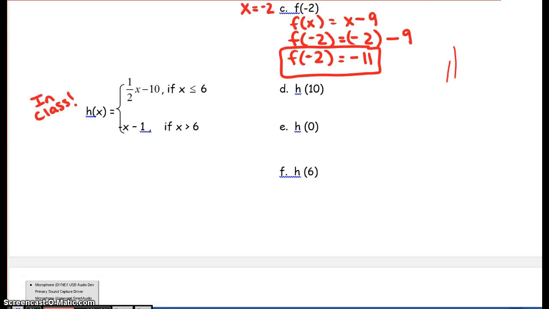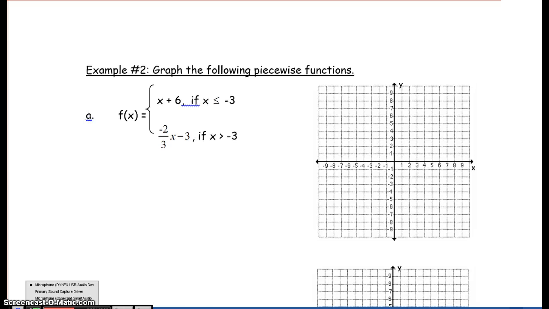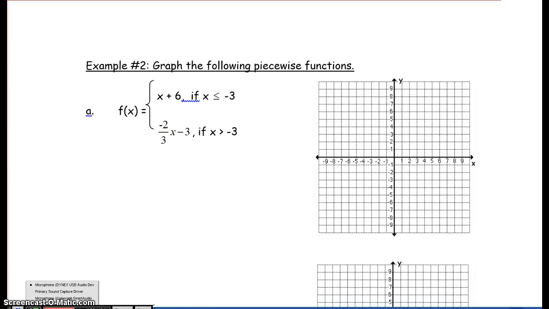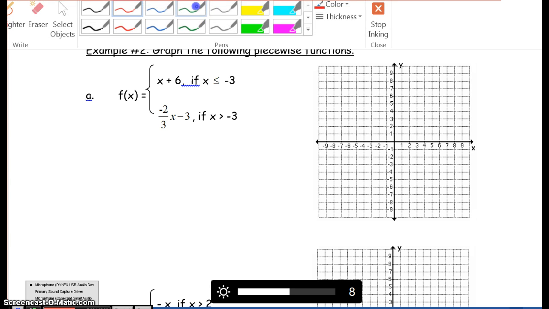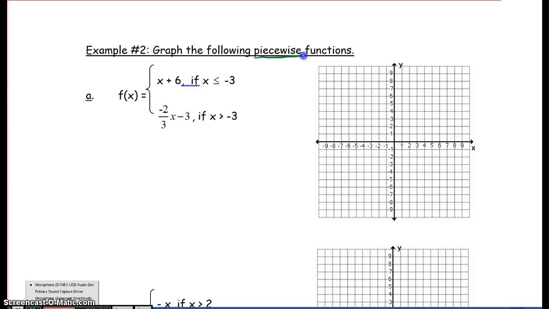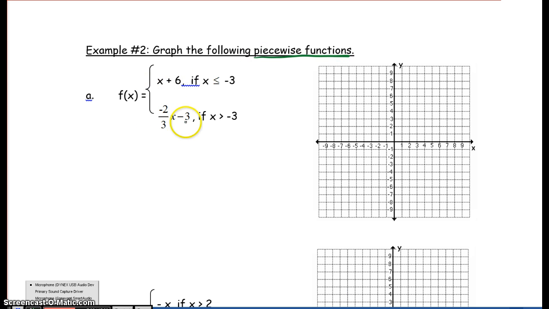Alright, let's go ahead and graph some of these. We're going to do one example of graphing, and then we'll do one in class as well. So the first one says, let's graph the following piecewise function. And the reason it's piecewise is because there's two pieces. 1, 2. Alright, so what we do is I like to make two tables because there are two functions.